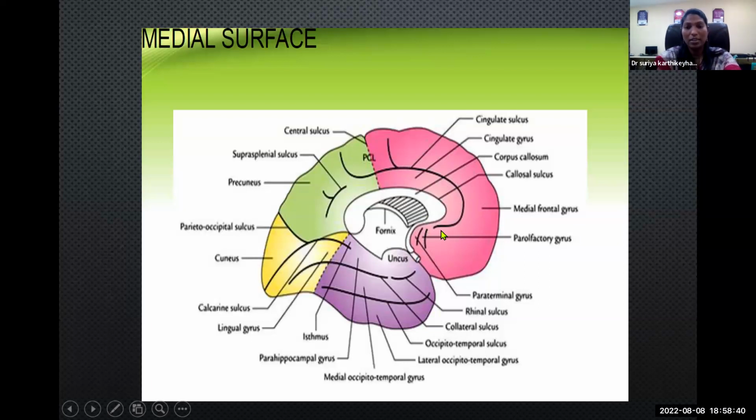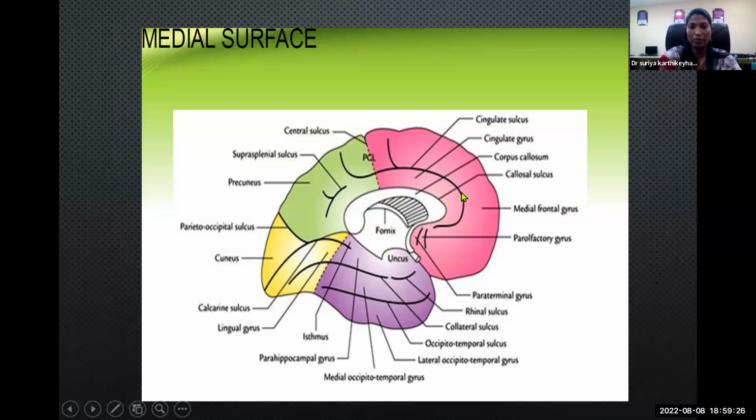What is this? Cingulate sulcus. Another important one is the suprasplenial sulcus, on the medial surface of the parietal lobe. Then we have another important one, the calcarine sulcus, near the occipital lobe. Then we have the rhinal sulcus, the collateral sulcus, and then the occipito-temporal sulcus. Like the parieto-occipital sulcus on the lateral surface, it extends into the medial surface also. The same way we have the occipito-temporal sulcus here.